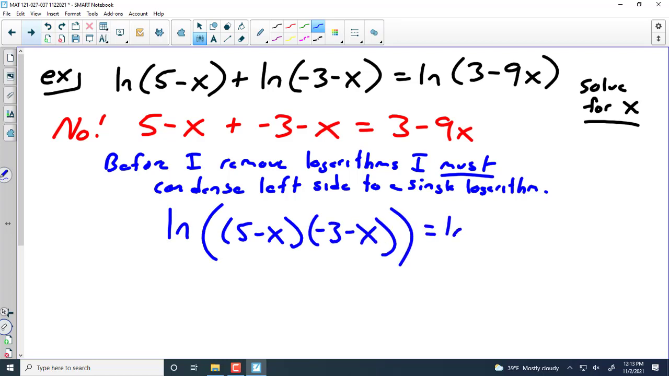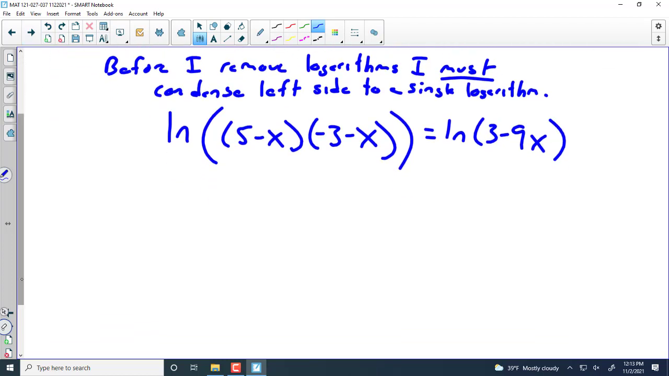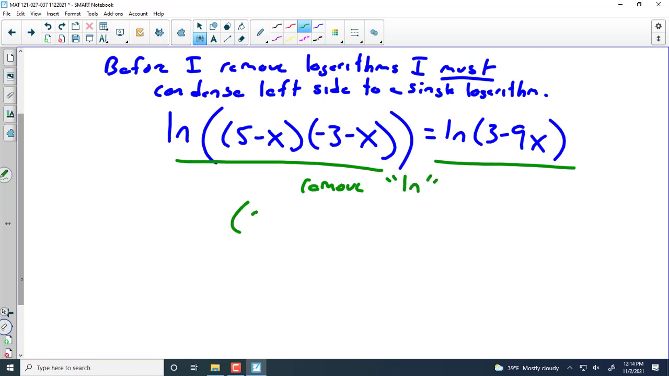That's going to be a pain to FOIL. Equals ln of 3 minus 9x. You really can't do anything if you have multiple logarithms on one side of the equation. So we've got to condense it. But once you have one logarithm equals one logarithm, you remove the ln from both sides. And suddenly the logarithms are gone. But you've got to condense first.